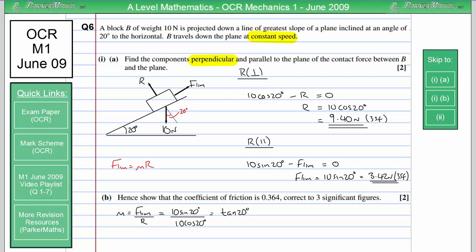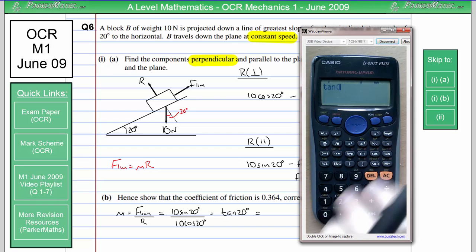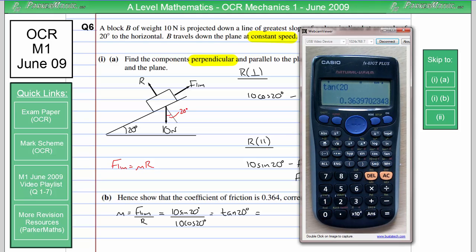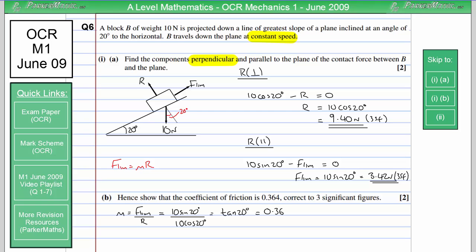And in fact, it's always the case, if you have a block on a slope with no other forces other than the weight and friction acting on it, that the coefficient of friction is tan of the angle here. And as required, we get 0.364 if we round to 3 significant figures.